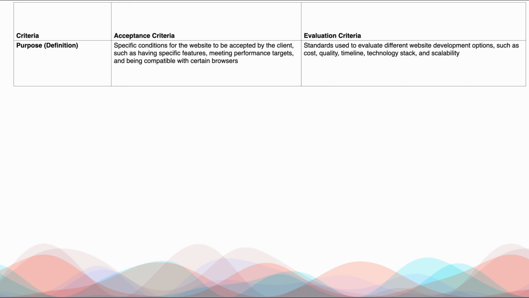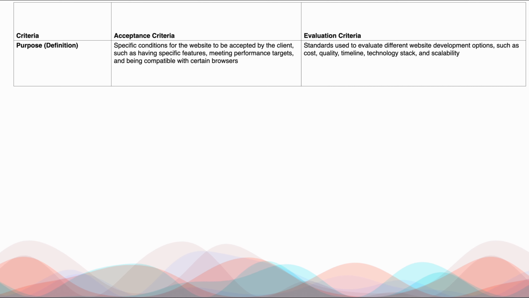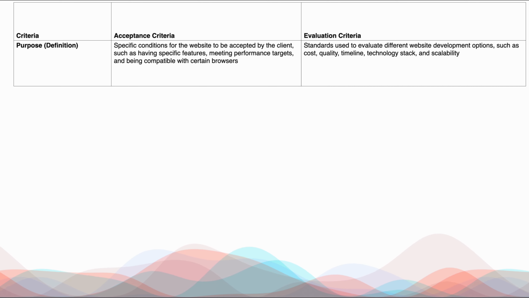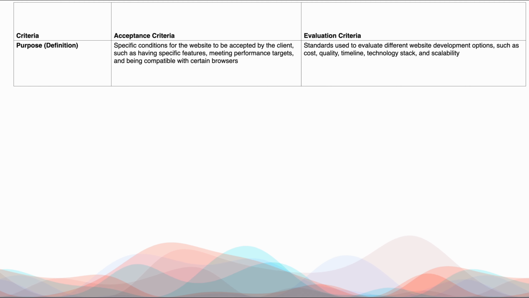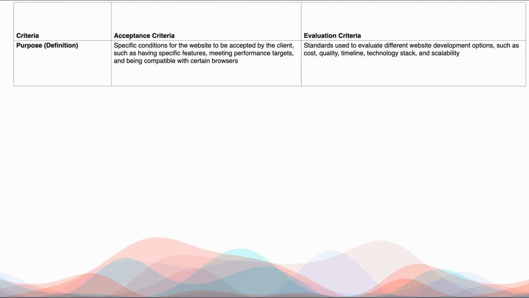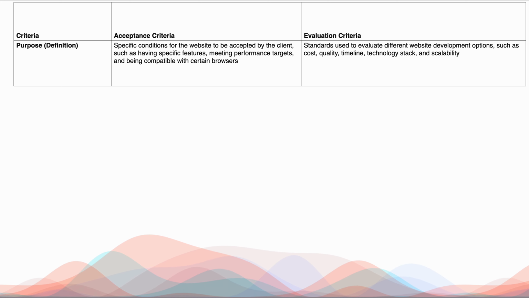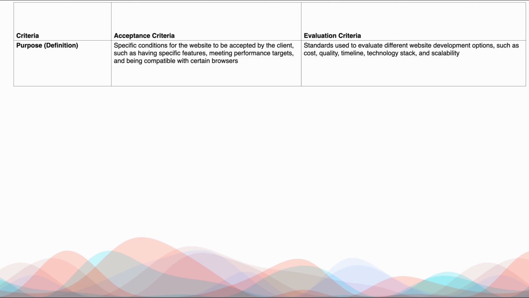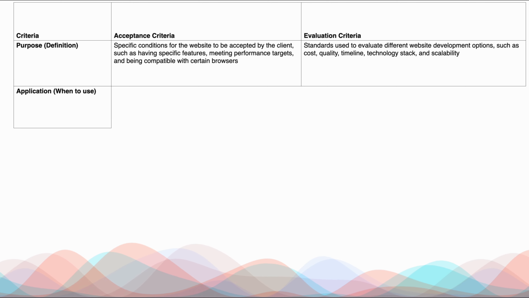So let's say you want to build a website, that is your ultimate goal. But here, you're evaluating based on cost, quality, timeline, technology stack, and scalability. Which particular platform is best for me to invest in now in order to build a website? So you are indirectly doing evaluation based on the factors. It might be anything, right? That's the purpose, what we just learned.